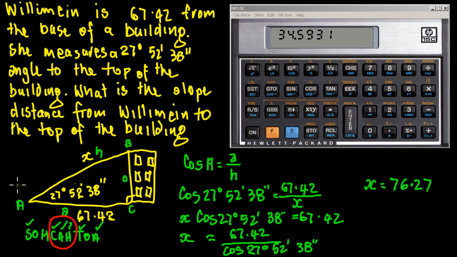This one's getting quite contextual. Wilhelmine, unusual name, but a friend of mine, Wilhelmine, is 67.42 from the base of a building. She measures a 27 degrees 52 minute 38 second angle to the top of that said building. What is the slope distance from Wilhelmine to the top of the building? Yeah, good question. Okay, so I've got the diagram all here, the right angle here.